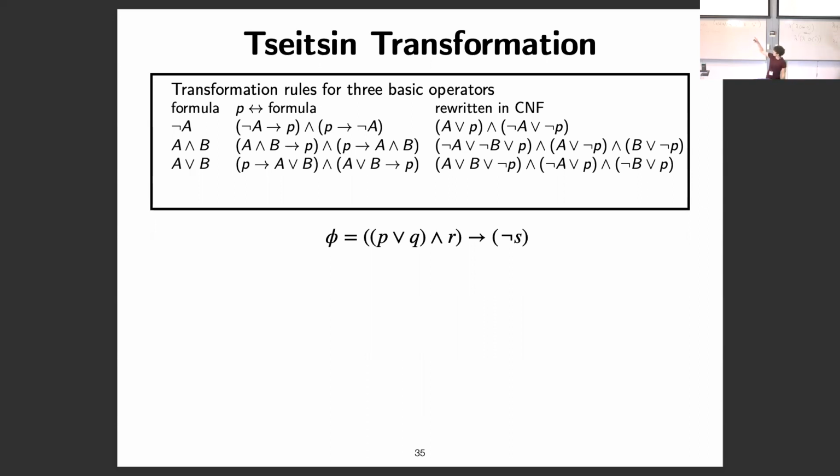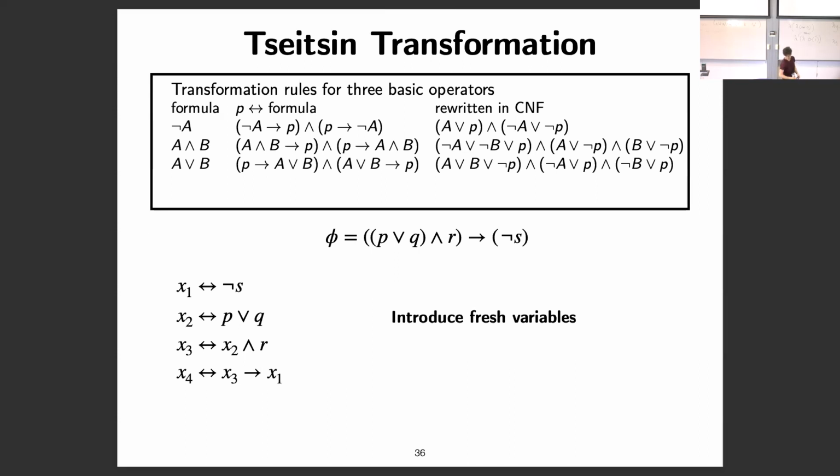So if we take phi here, this is not in CNF. Our subformula are not S, P and Q, P or Q and R, and the whole thing. I've split it into these subformula, and I'm going to introduce these fresh variables for each subformula. So I'm introducing an X1, which is equivalent to not S, and so on for all of these subformula.